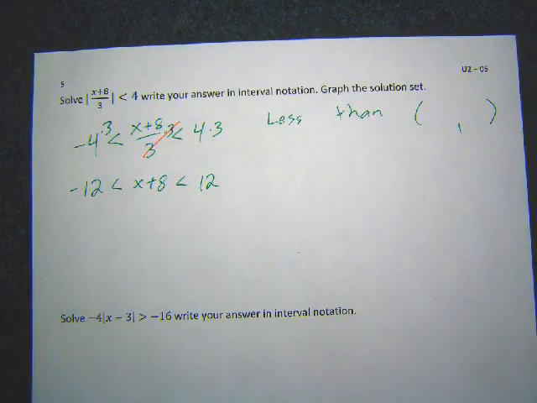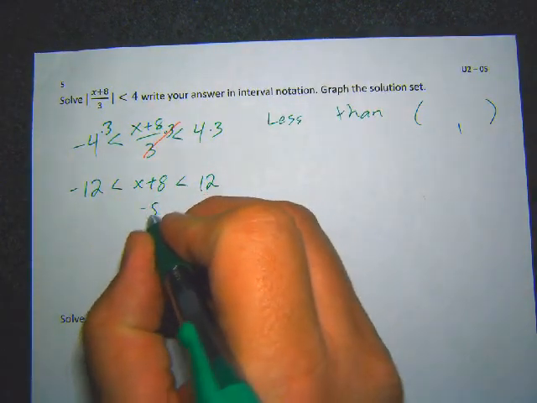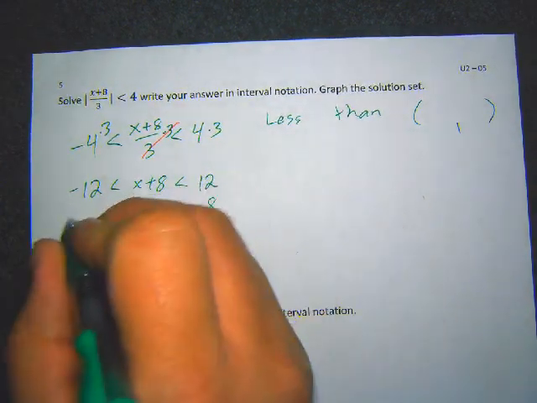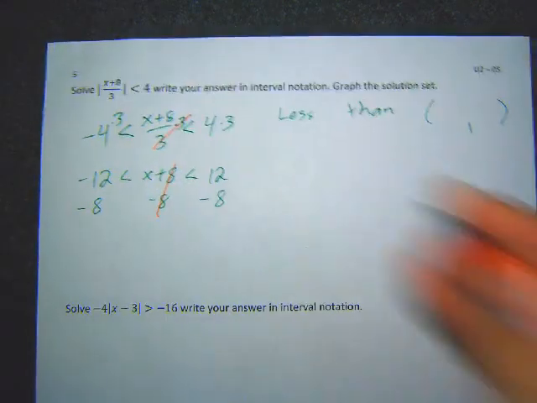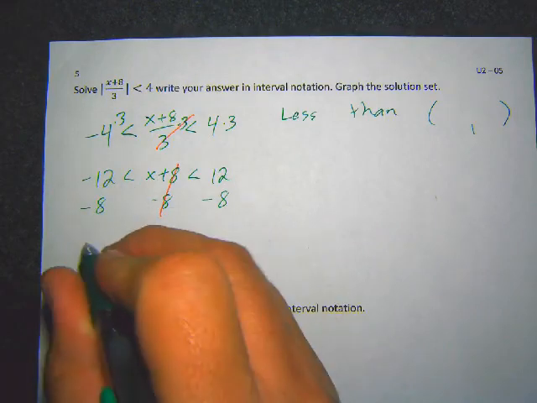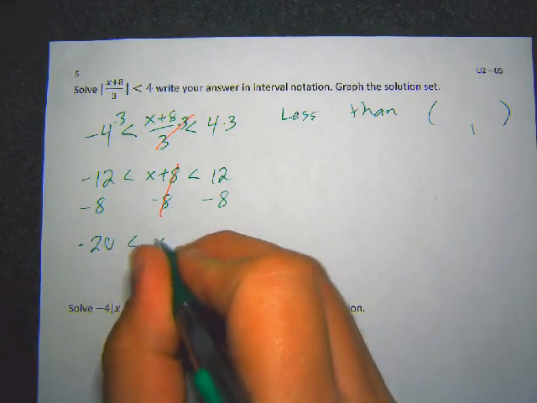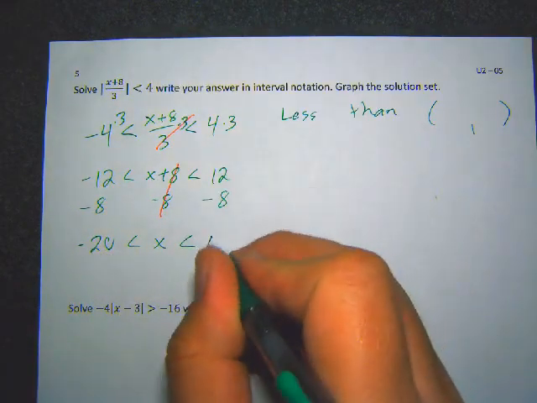Okay, not quite done because I got to get rid of the plus 8. So I'm going to subtract 8 from both sides. And by both sides, I mean all three sides. So doing all three parts, I get rid of the 8 on both of them. Negative 8 minus 12 is negative 20, less than x, less than, and 12 minus 8 is 4.